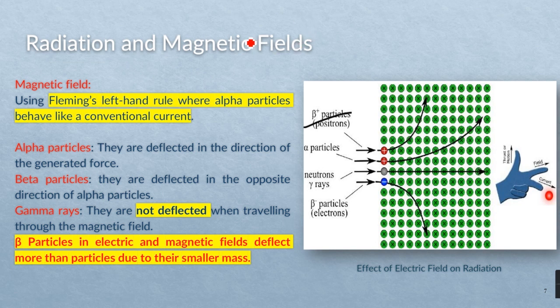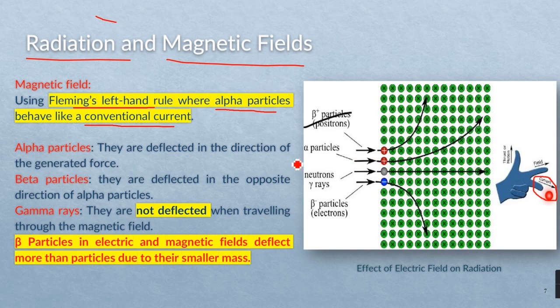When we talk about the magnetic field, so the magnetic field and the radiation effect, so the magnetic field can be studied using the left-hand rule, where the source of the radiation or the alpha particles will act as the conventional current, using our middle finger to follow the direction for the conventional current or the source of radiation.